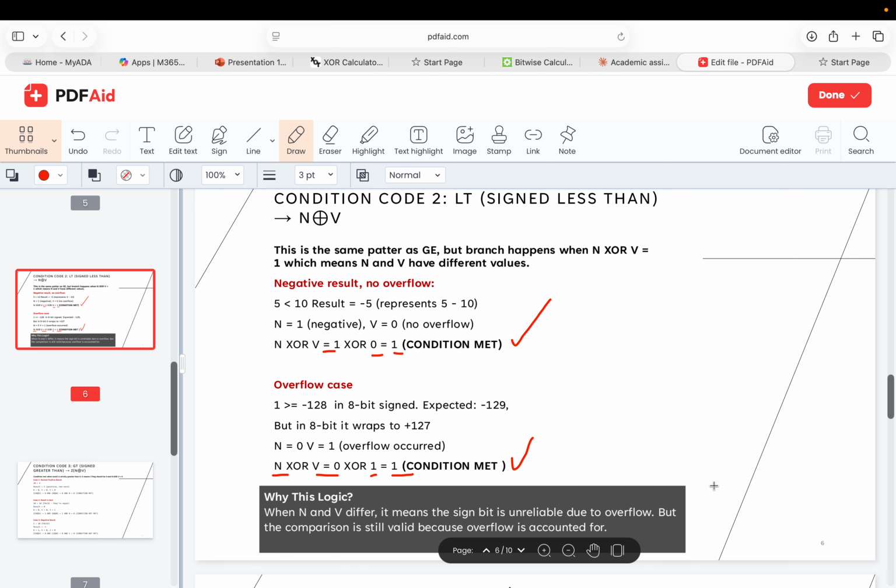Let's move to condition 4, which is less or equal than 0. Here we will see this condition is true when either of these two statements is true. Z flag set to 1 or N XOR V is equal to 1, which means either the subtraction result is 0, in this case the Z flag will be set to 1, or N and V flags are different, so they're not sharing the same number.